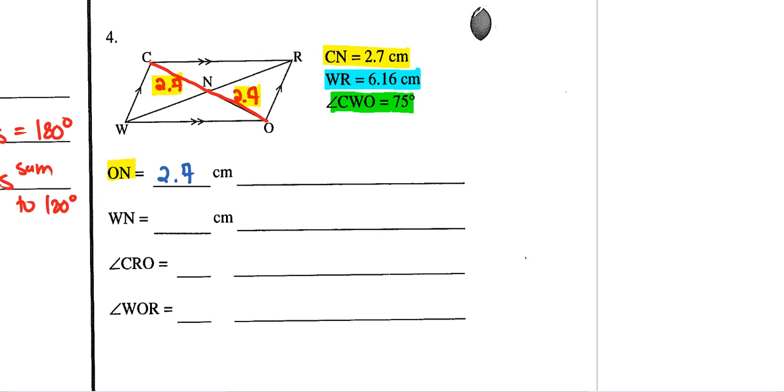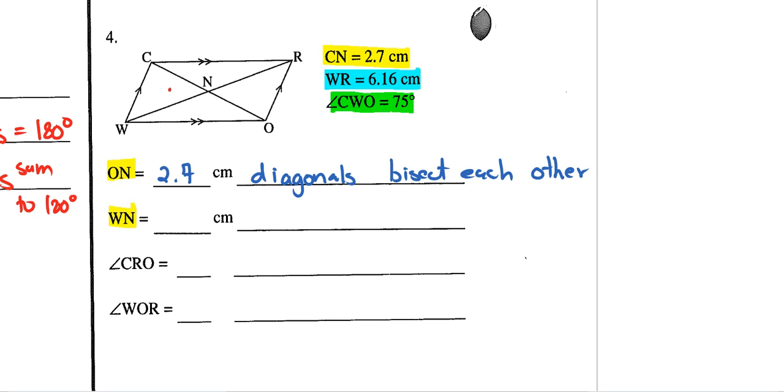One of the explanations for this is that the diagonals of a parallelogram bisect each other, and bisect means that it cuts the length into equal halves. Okay, so there's a little reasoning right there for that question. Okay, let's move on to WN.